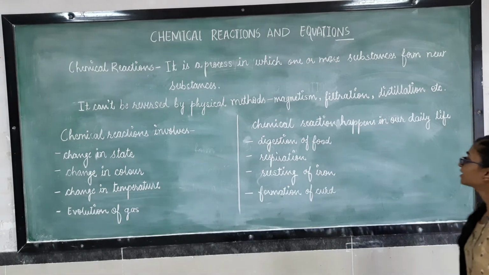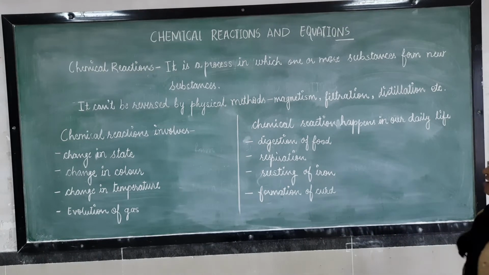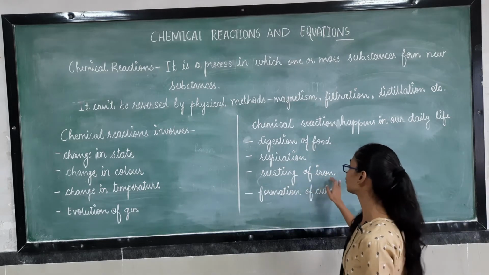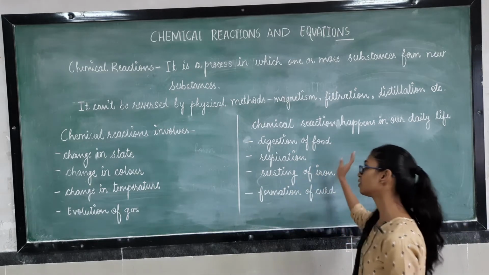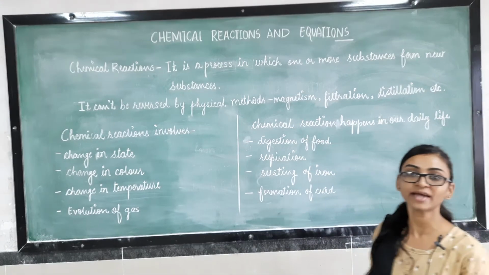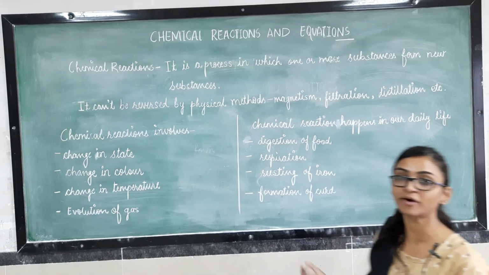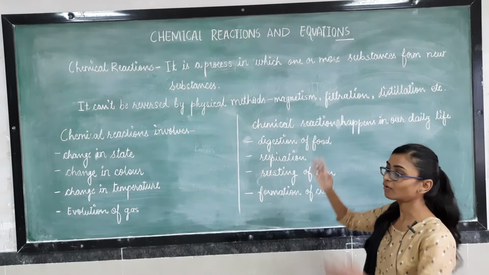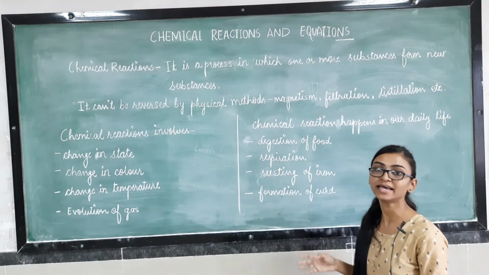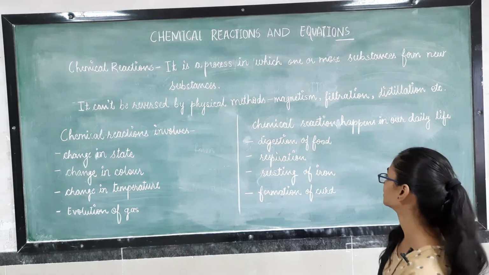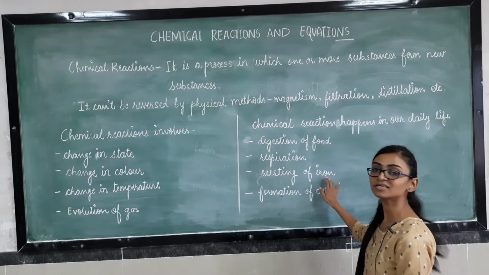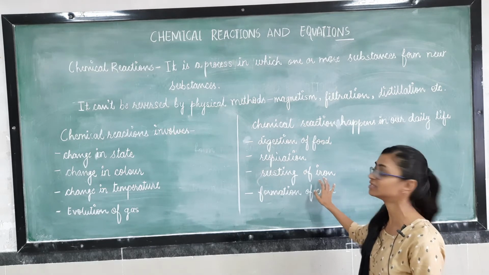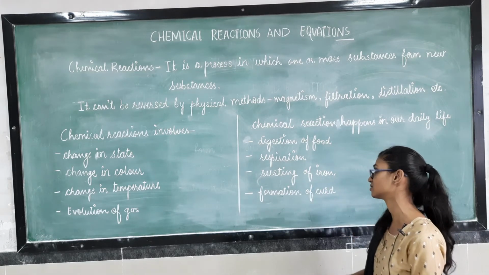Now the chemical reactions that happen in our day-to-day life are digestion of food, respiration, rusting of iron, formation of curd. All the metabolic activities that our body performs are all chemical reactions. So all day-to-day activities are examples of chemical reactions. Rusting of iron is a slow process. It cannot be seen drastically. We cannot see this reaction, but it is a slow process.